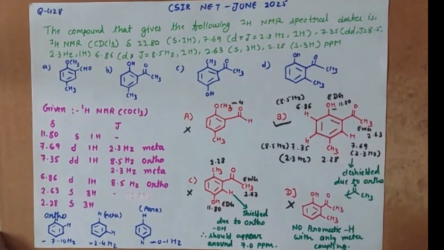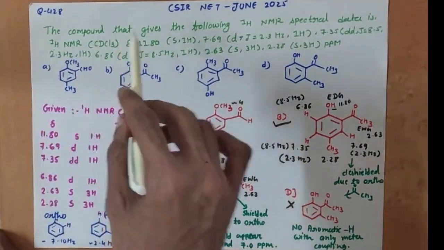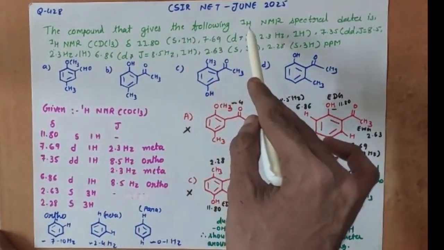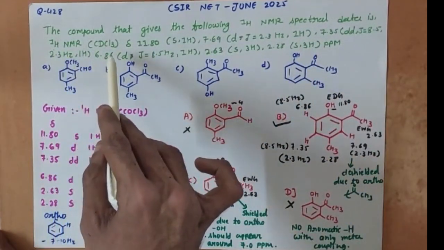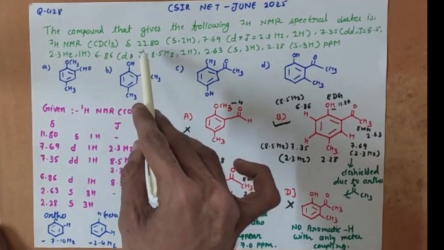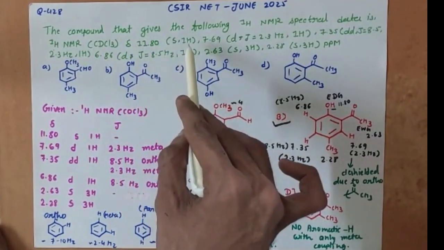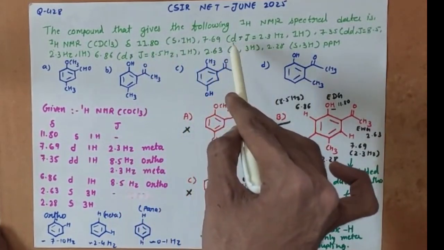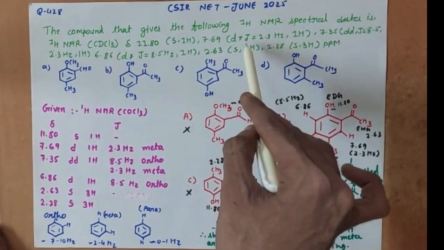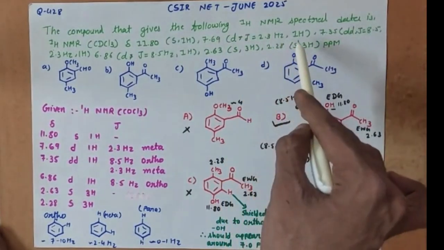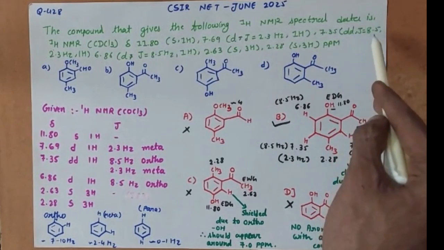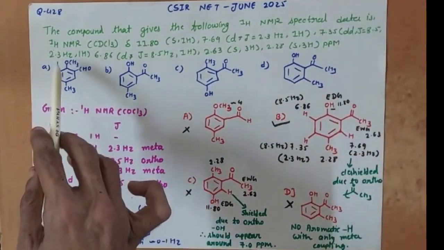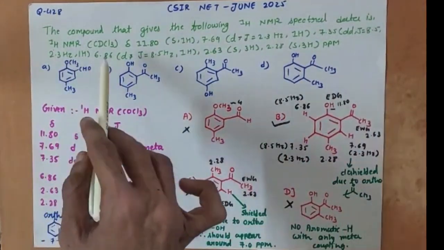Hello guys, our today's question is: the compound that gives the following 1H NMR spectral data. The 1H NMR data in CDCl3 solvent, the delta ppm values are 11.8 singlet 1H, 7.69 doublet, J value is 2.3 Hz, 1H, 7.35 doublet of doublet, J value is 8.5 and 2.3, that is 1H.